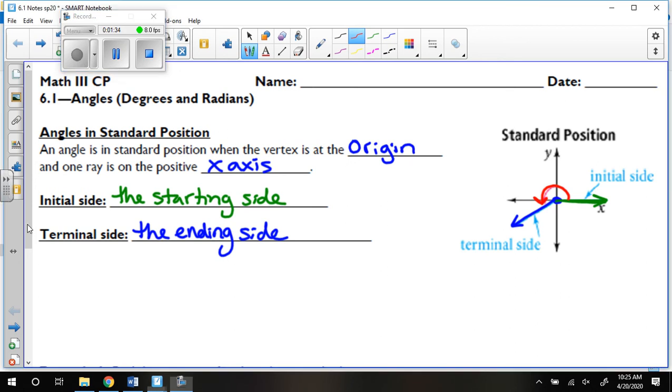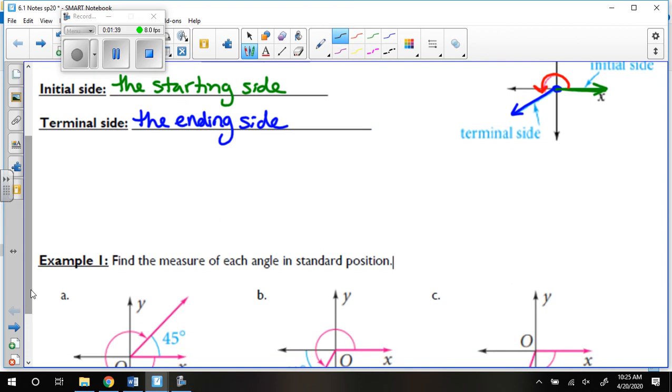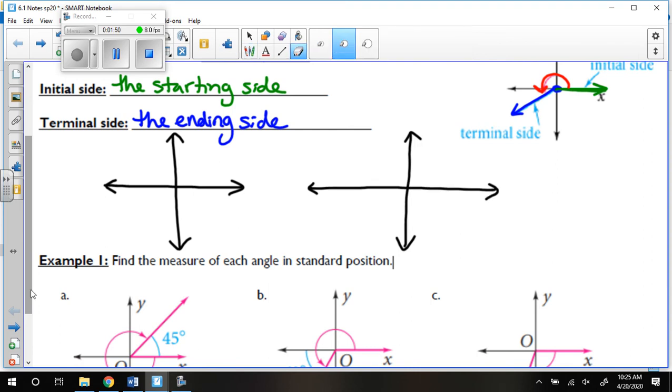Okay, so we need to talk about how angles can open in two different directions. So let me draw a little x and y axis here, and a second one. So we have to talk about clockwise and counterclockwise movements here. So we're going to talk about counterclockwise first.